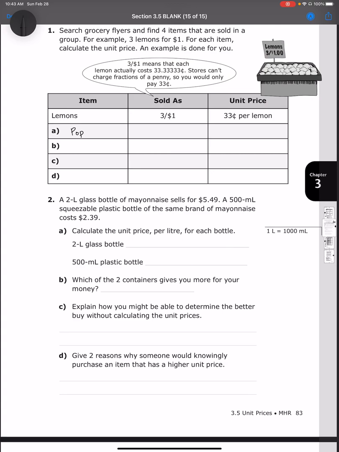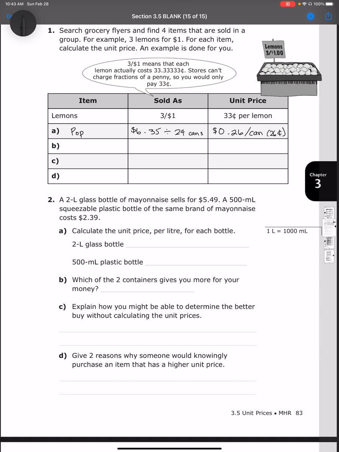So in the flyer I looked at, that box of pop cost $6.35, and there were 24 cans in the pack. So remember our unit price, we calculate the total price divided by the number of units. So we're going to do $6.35 divided by 24 cans, and that gives us 26 cents per can.